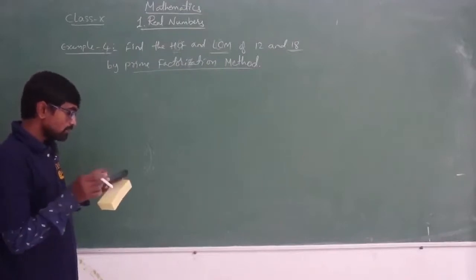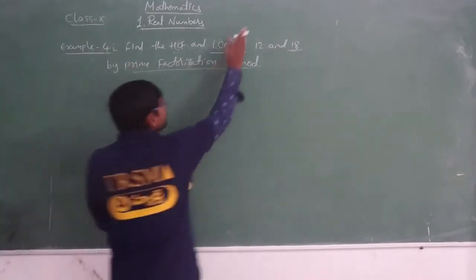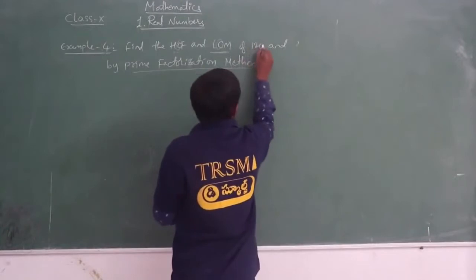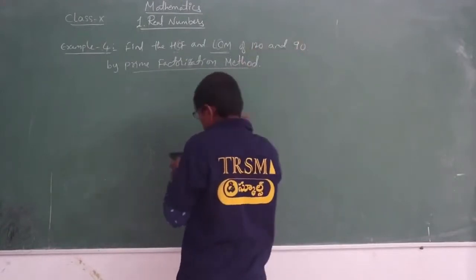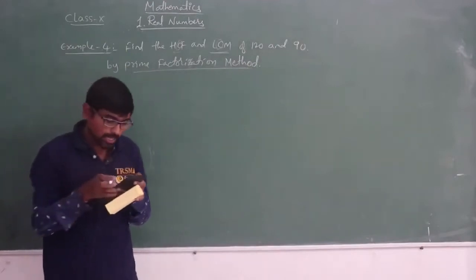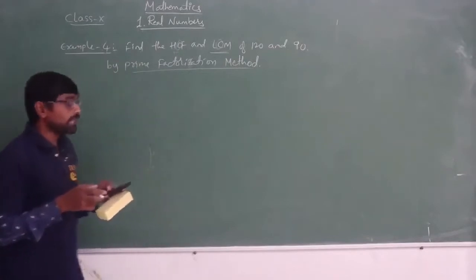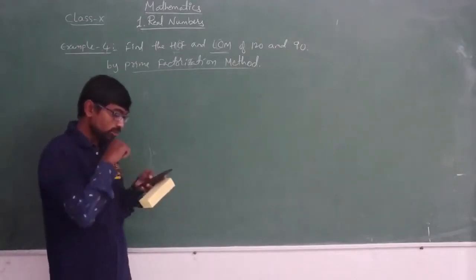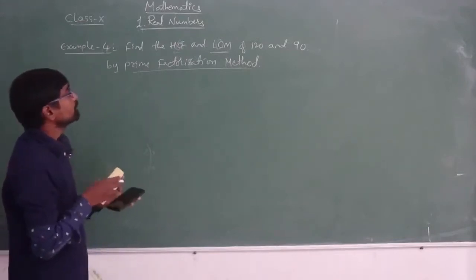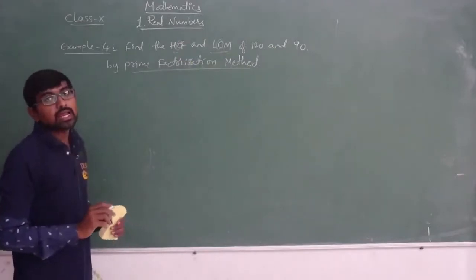Here I am taking one more example. The example is find the HCF and LCM of 120 and 90. So this question I have taken from Do This from page number 8 in your textbook. So what we have to do here? We have to find the LCM and HCF of this 120 and 90.